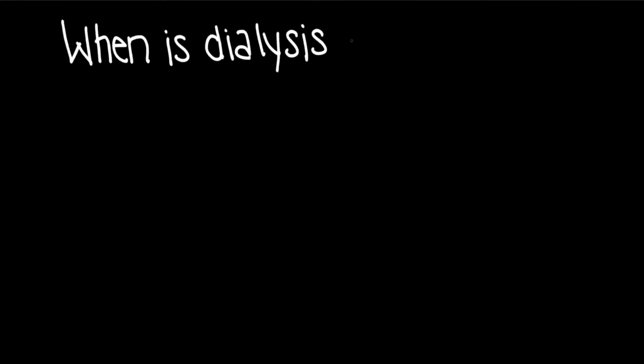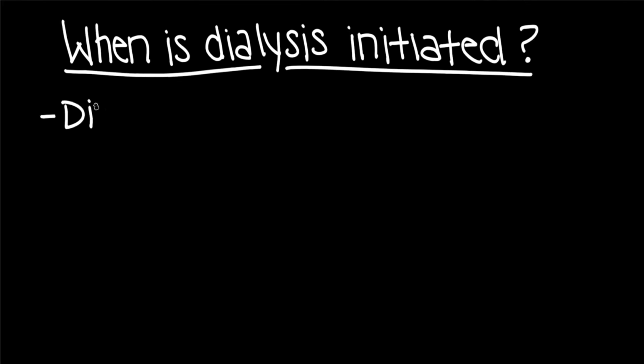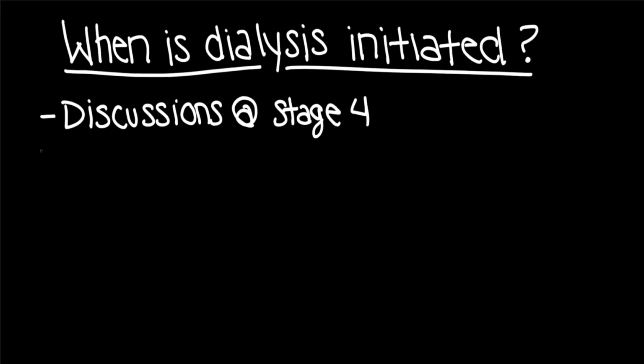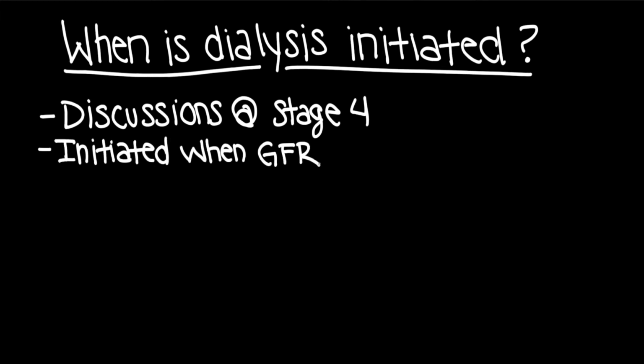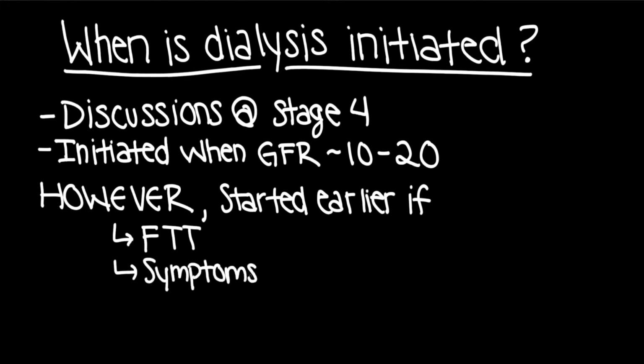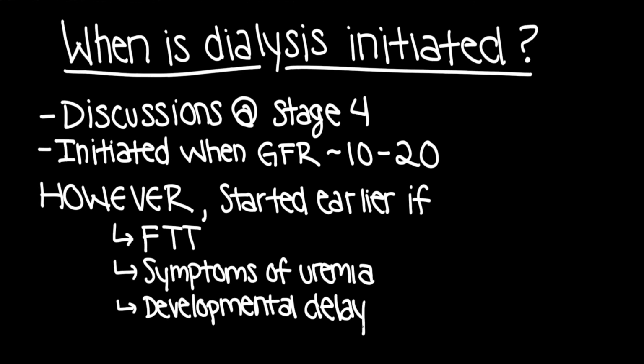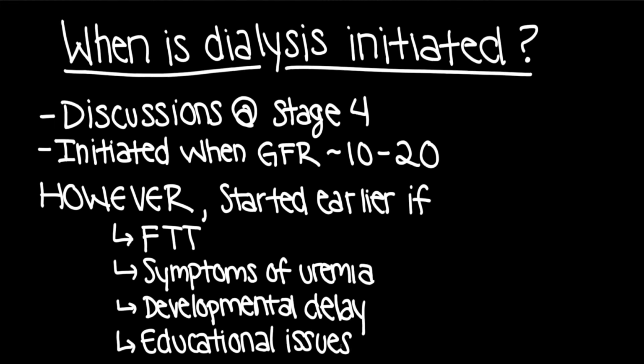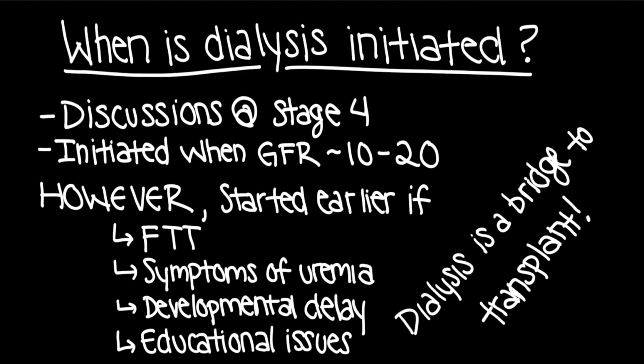So when is dialysis initiated? Usually discussions about starting dialysis begin around stage 4 CKD, and then the dialysis is actually initiated when GFR reaches approximately 10 to 20. However, sometimes we start dialysis earlier if the patient is having symptoms of failure to thrive, symptoms of uremia, developmental delay, or educational issues. Dialysis in children is almost always a bridge therapy until transplant can occur.